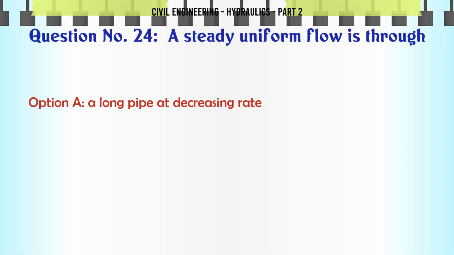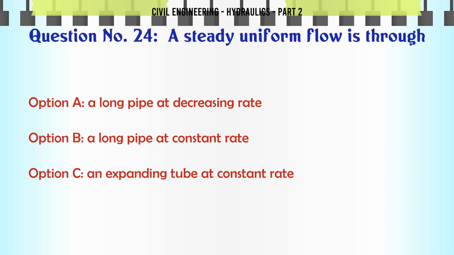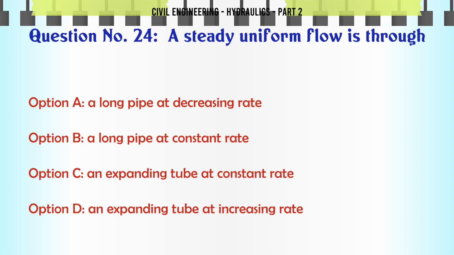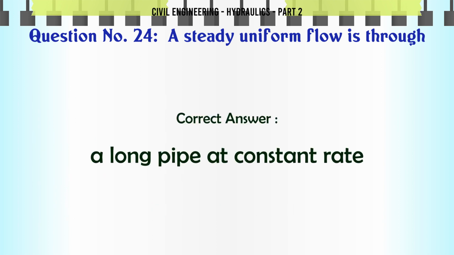A steady uniform flow is through A. a long pipe at decreasing rate, B. a long pipe at constant rate, C. an expanding tube at constant rate, D. an expanding tube at increasing rate. The correct answer is a long pipe at constant rate.